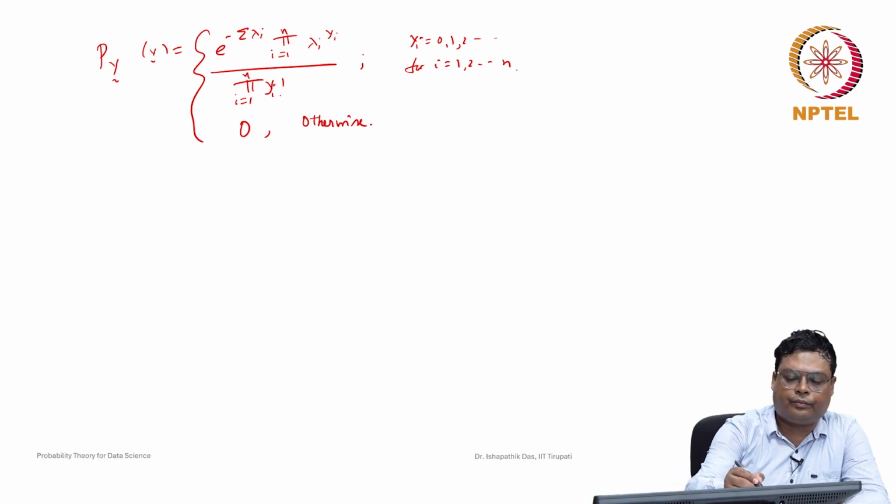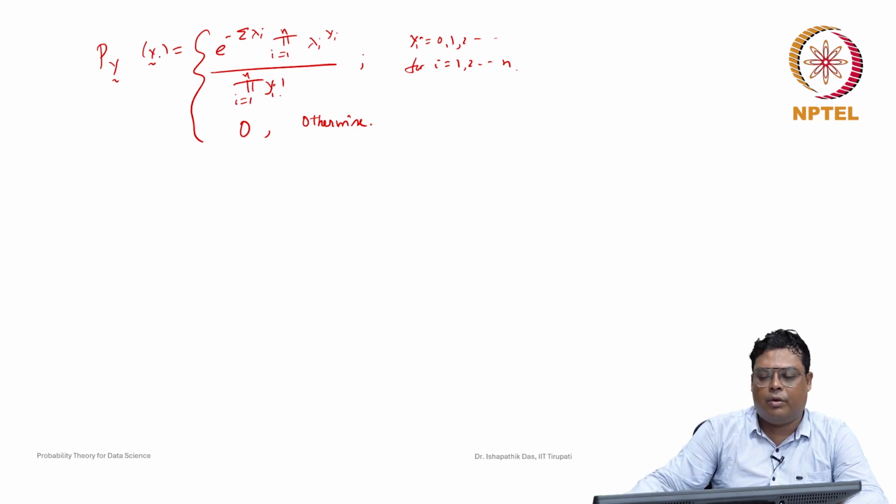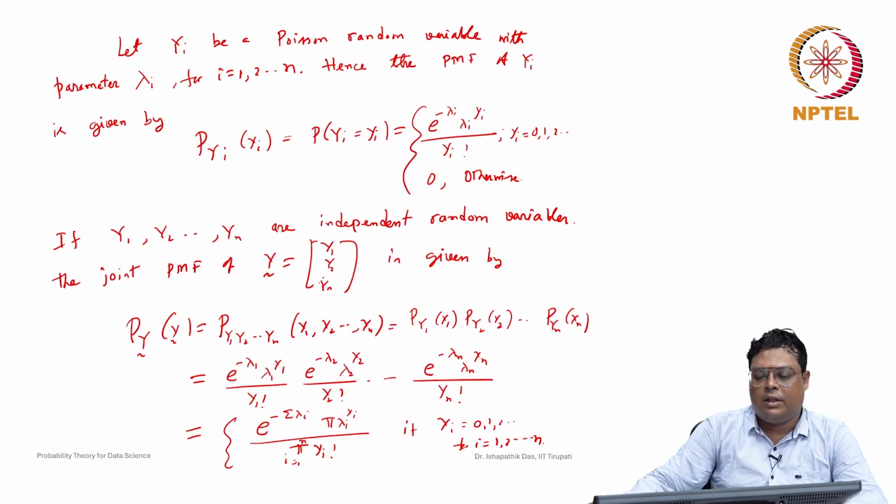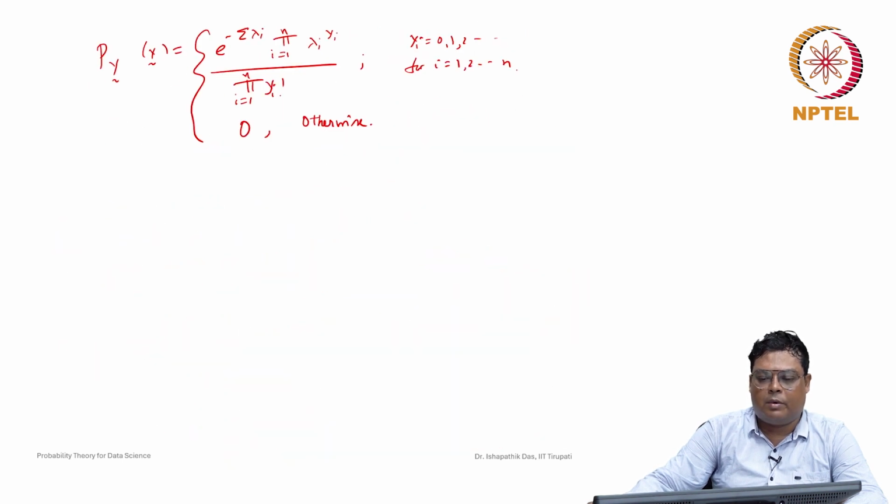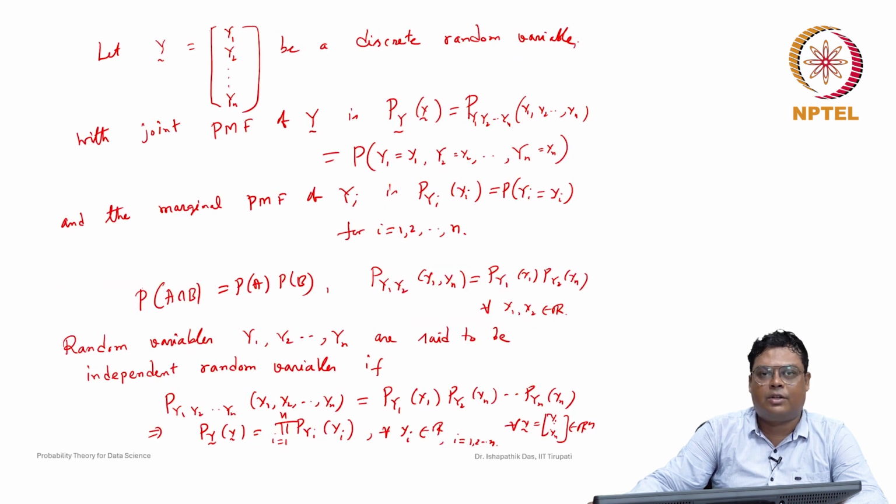This is one concept we understood: if we know that these random variables are independent, then we can find their joint probability mass function if we know their marginal probability mass functions. So this is the joint probability mass function of independent Poisson random variables y1, y2, ..., yn that we discussed. Hopefully you have understood it.